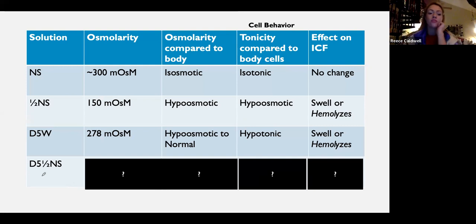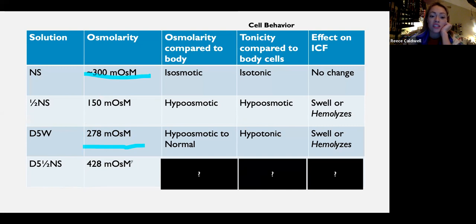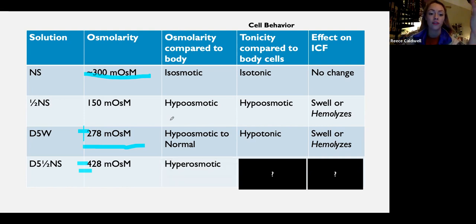So since we've already solved for D5 and half normal saline, we can easily calculate the osmolarity of D5 half normal saline by taking that D5, adding that normal saline, and getting 428 milliosmoles. So all we did here was add those together to get 428 milliosmoles. Now, when comparing 428 milliosmoles to the osmolarity of the body, would this be a hypo, iso, or hyperosmotic solution? This would be a hyperosmotic solution because it is above. However, I'm assuming that when I ask you what type of tonic solution this would be, you would also say hyper.